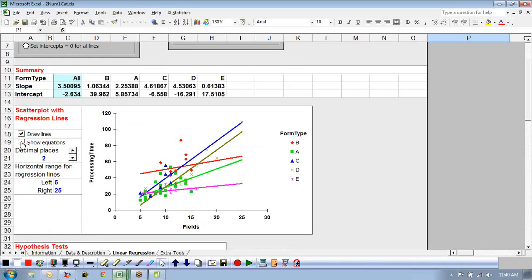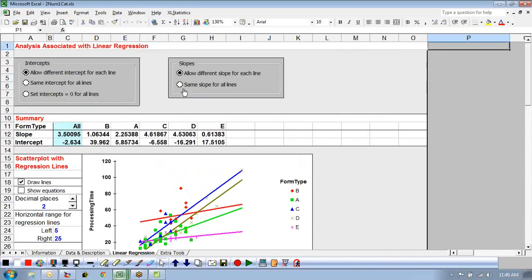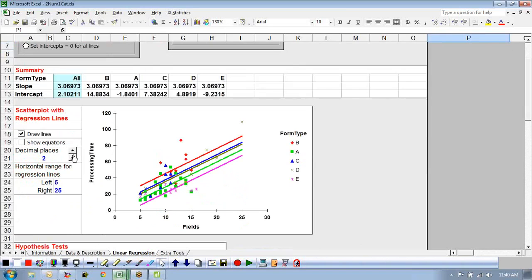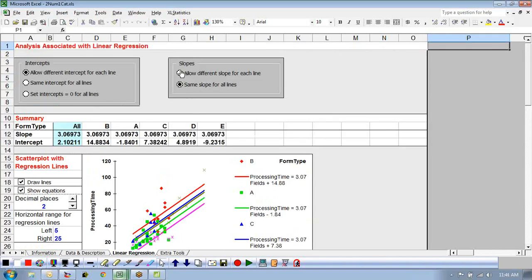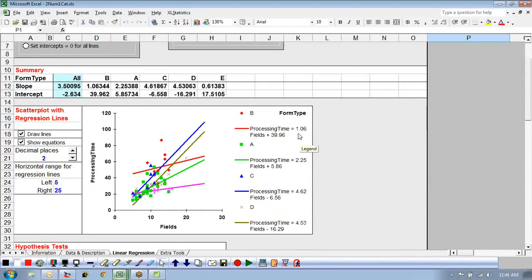Now, thinking about this for just a moment, let me show the equations. If I keep the same slopes, watch what happens when I click the equations. I really just have the same slope for each one. You see it's 3.07 times fields, 3.07 times fields, 3.07 times fields. That's just what we got before. It's exactly the same. However, if I allow for different slopes, I have different slopes in there. So notice that I'm fitting actually more parameters, and we're going to find out it uses up more degrees of freedom to do this.